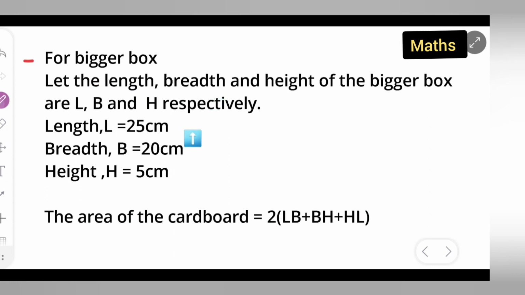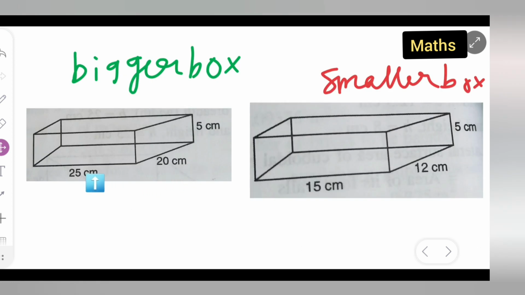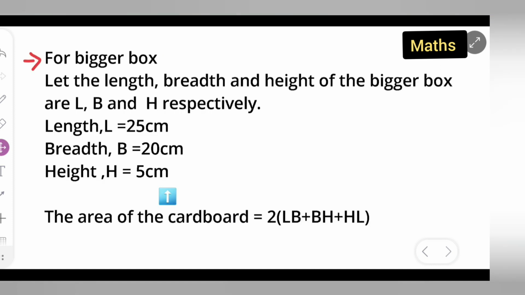This is the solution which you all can write down. For the bigger box, let the length, breadth and height be capital L, capital B and capital H respectively. Length is given as 25 centimeter, breadth is 20 centimeter, and height is 5 centimeter. We are solving it for the bigger box.